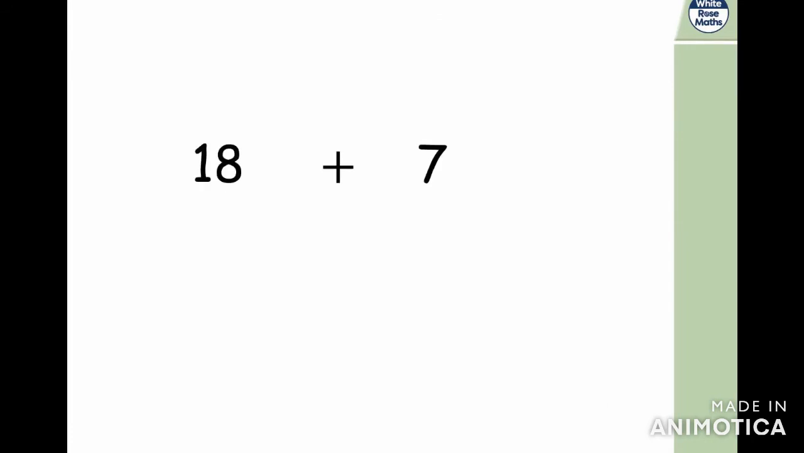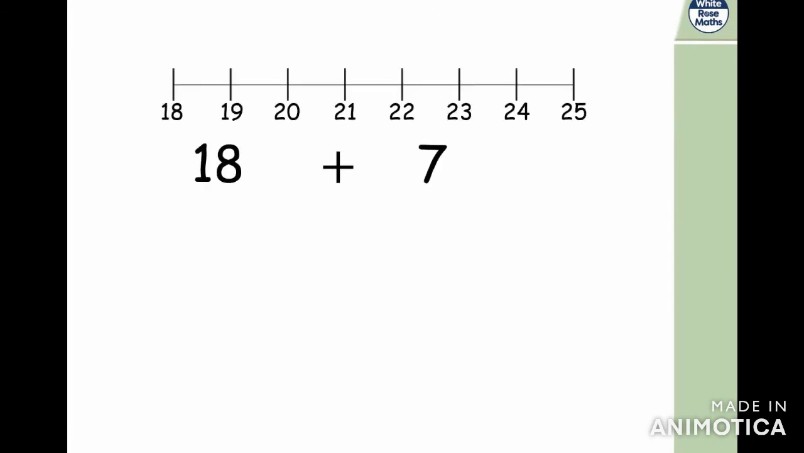18 plus 7 this time. I'm going to start with the number line again, and I'm going to jump to that next 10. So 18 to 20 is a jump of 2. And then I want to jump 7 altogether. So my second jump is a jump of 5. 2 plus 5 making 7 altogether.